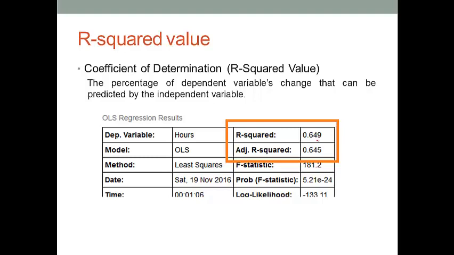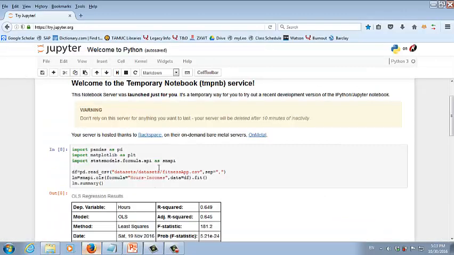Some classmates may have a question. Now I predicted about 65% of this 1 hour change. What about the other 35% change? What we can do is keep adding more independent variables into the equation. Let me show you. Let's go back to Jupyter. This is the model we just built, right? We use incomes to predict how long the user will use the mobile app.